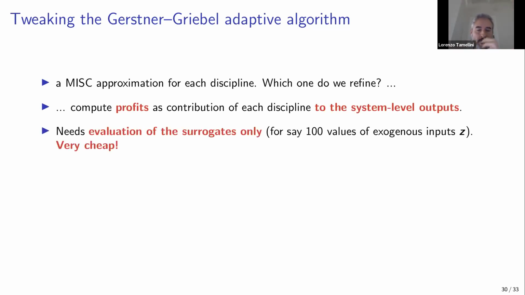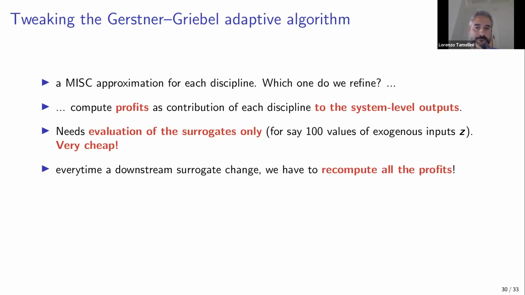And crucially, this means that we need to evaluate the outputs of the system level a bunch of times, and that would be very expensive if we did it on the actual models, but we do this on the surrogates. So we start with core surrogates, and then we only evaluate the surrogates to see the changes in the final system level output. So this is very cheap, actually.